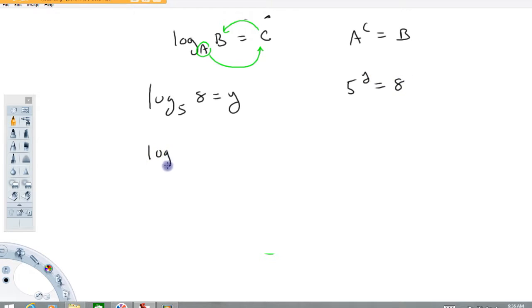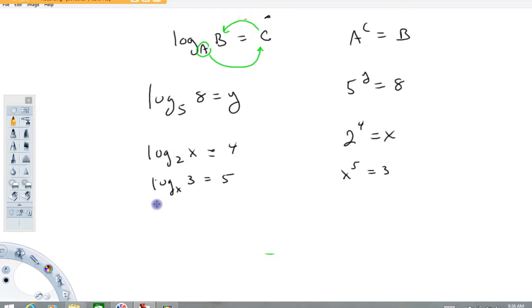Or log base 2 of x equals 4. This would be equivalent to 2 to the 4 equals x. Or maybe the x somehow, although this probably won't happen much, but maybe we have an x here, log base x of, I don't know, 3 equals 5. This will not show up a lot where you have an unknown in the base, but I'll go ahead and go through it. This would mean x to the 5th equals 3.